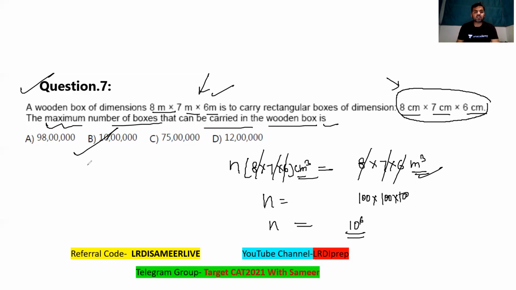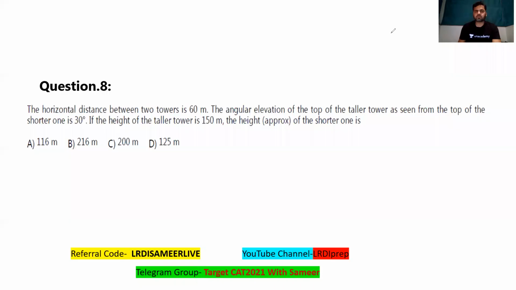1 followed by 6 zeros is the correct answer. That is option number B. Option B is the correct answer to the question. Moving on to the next question, guys.